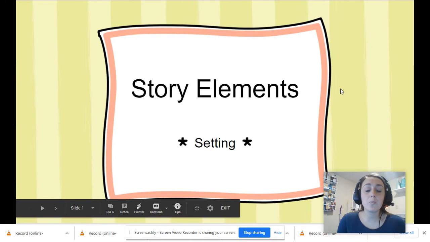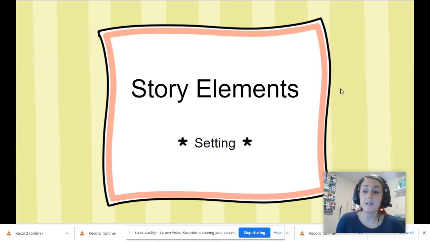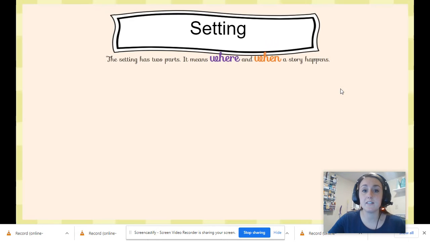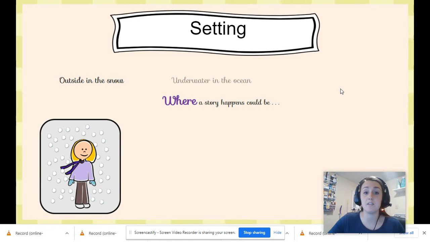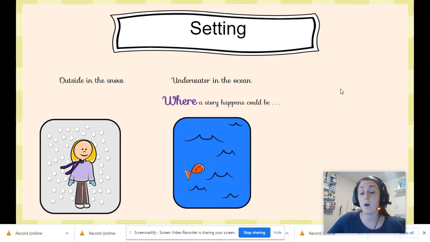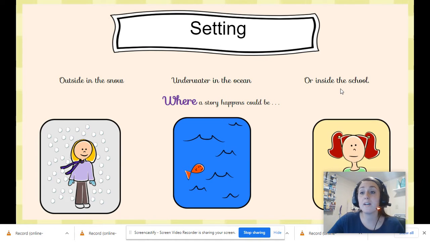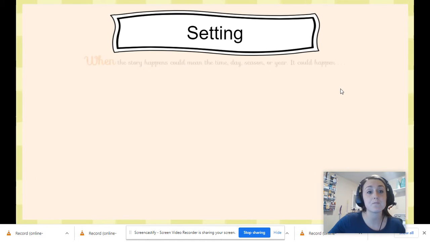All right, for reading today, we are going to continue talking about story elements, but we are specifically looking at setting today. So, the setting has two parts to it. It means where and when a story happens. Where a story happens could be outside in the snow, underwater in the ocean, or inside the school. Those are all places where a story could take place.